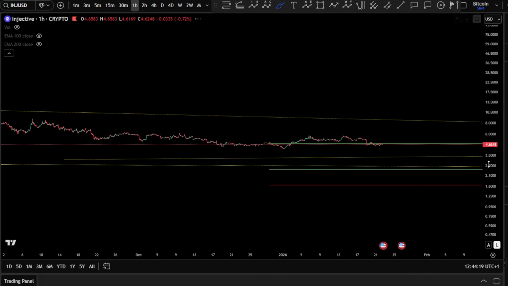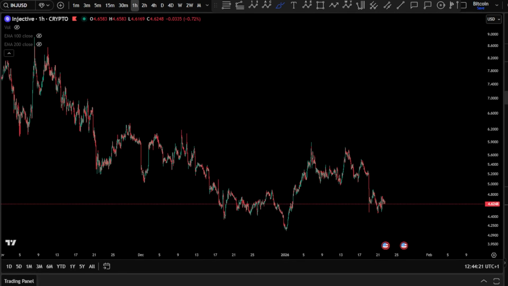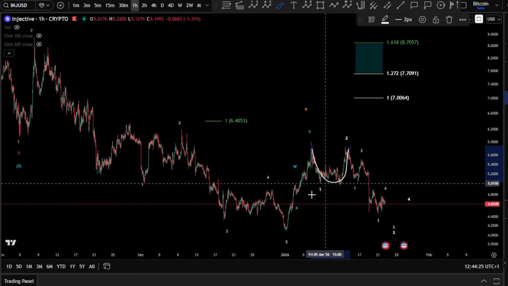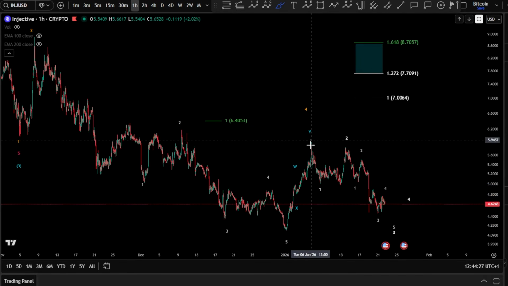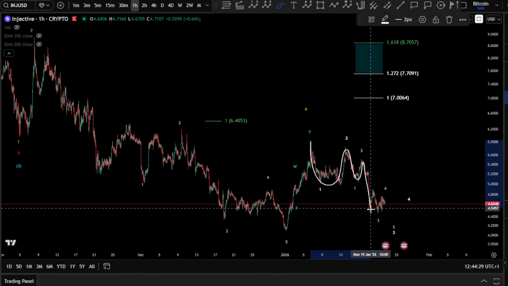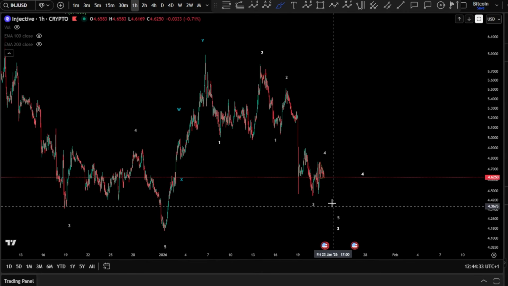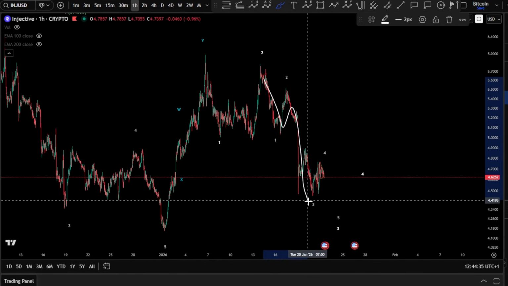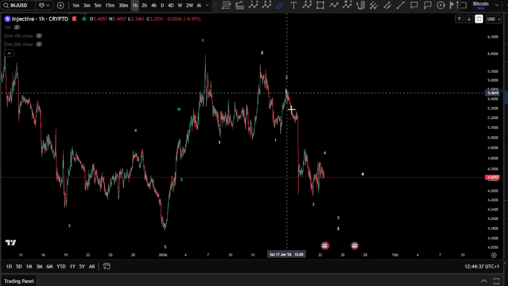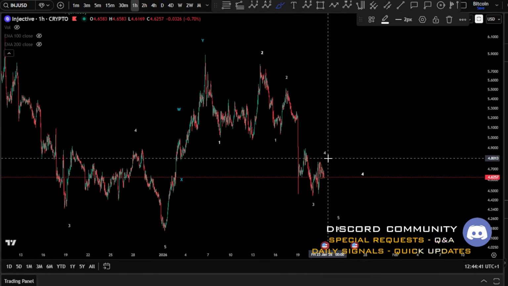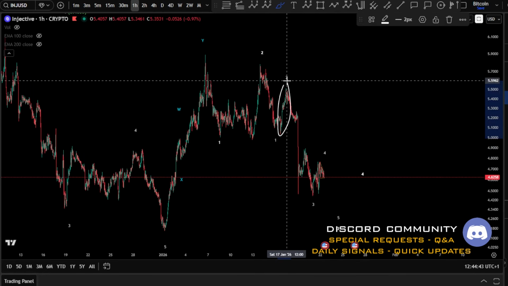On the lower time frame for Injective as well, we are looking at this impulse as a 1-2 here after, of course, WXY. 1-2, 1-2, wave 3, wave 4, and a 5. Can be, of course, finishing here 1-2, 3. Because, of course, the wave 3 is 1-2, 3, 4, 5 here, wave 3. Wave 4 still unfolding based on this wave 2.